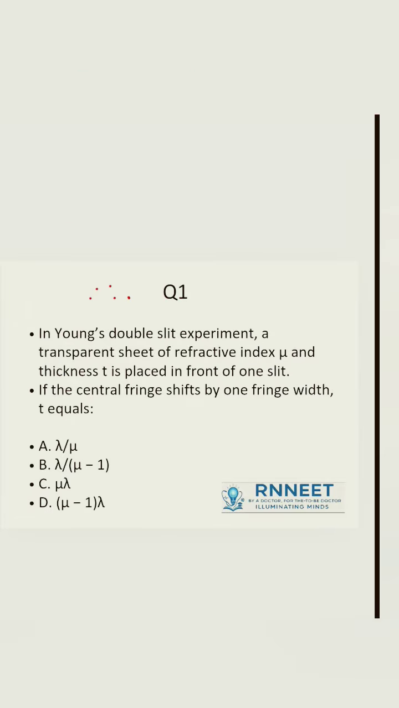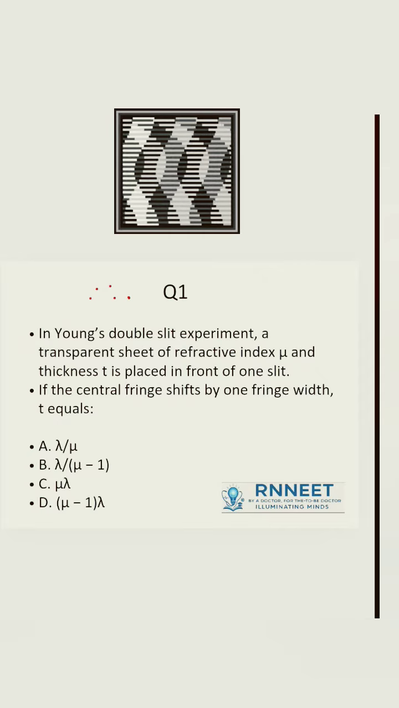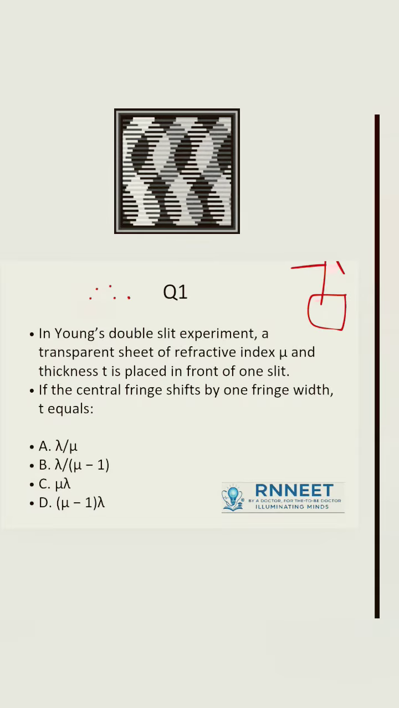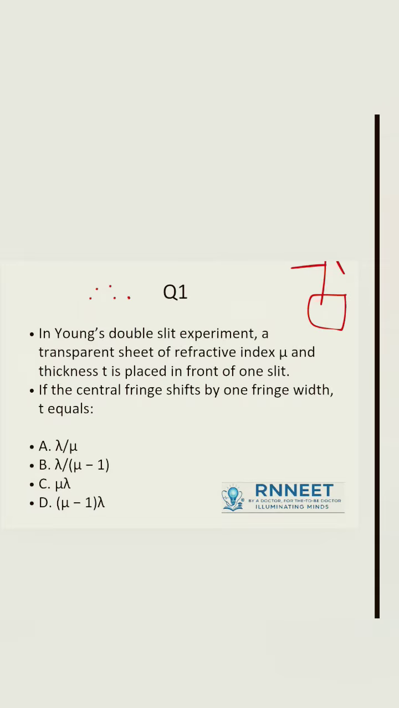This is a question on Young's double slit experiment. A transparent sheet of refractive index mu and thickness T is placed in front of one slit. When you place that, what is going to happen? It is going to create a shift of the central bright image. So the central fringe is going to get shifted, and he says that it is shifted by one fringe width, which means 1 beta.